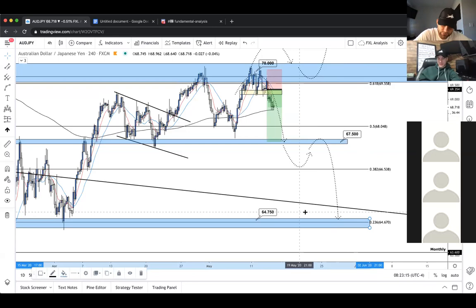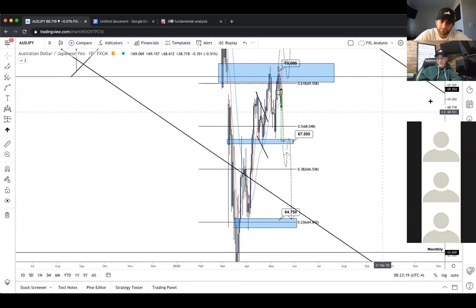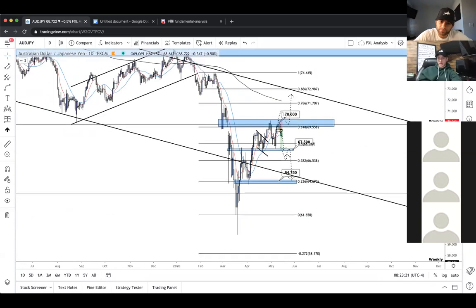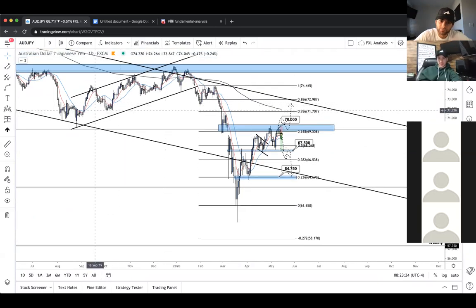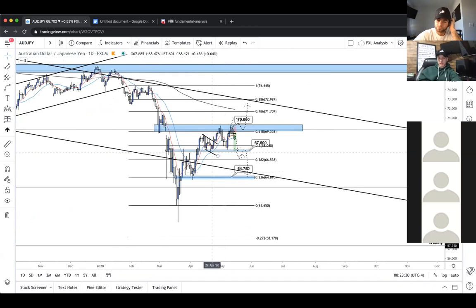Right around 6%. So let's go ahead and take a look at the daily real quick, see if it makes sense. Hugely bearish channel. We'll get these little bullish channels, these little bullish pullbacks on the daily here. That's very similar to what's happening now.